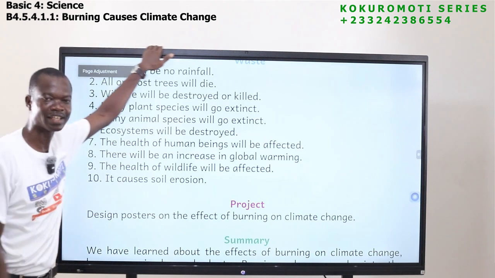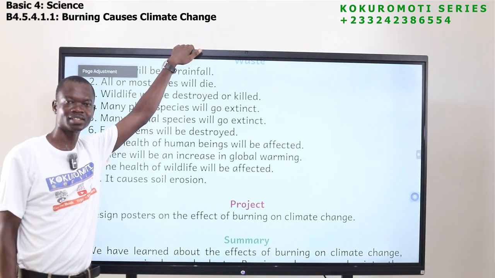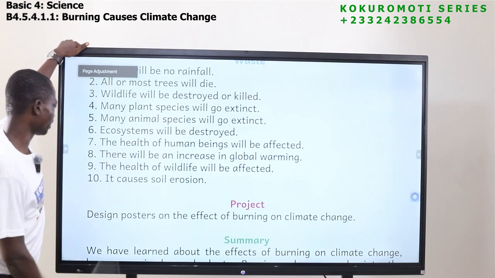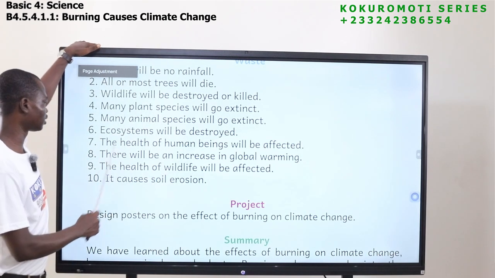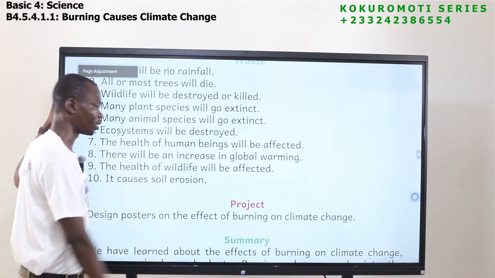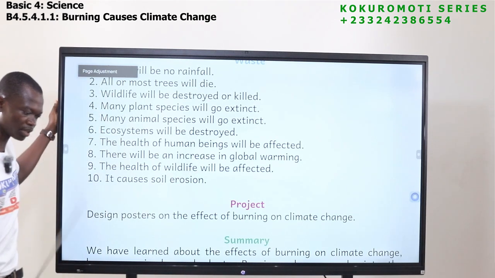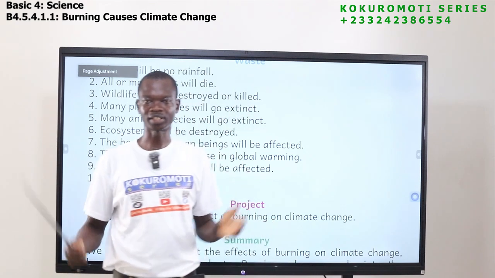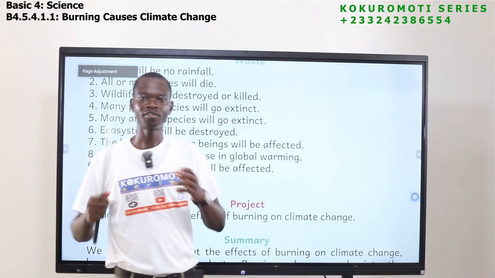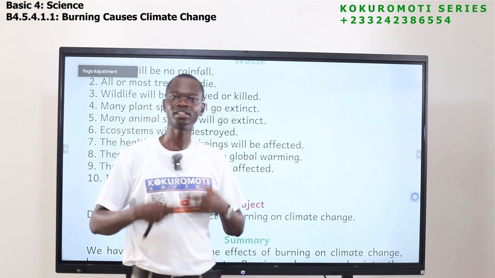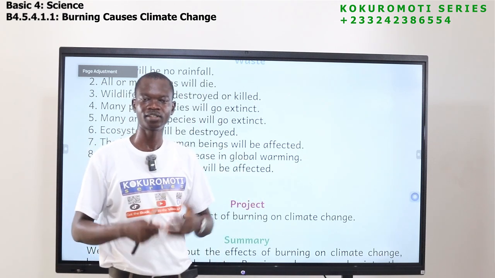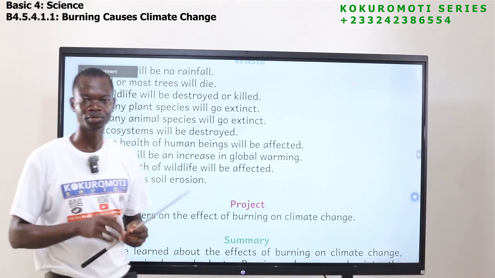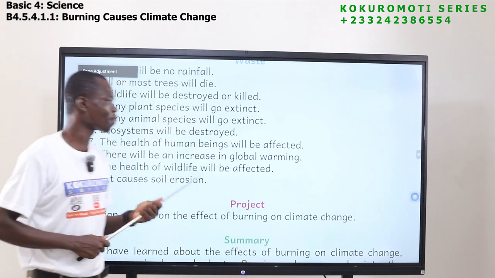So if always there is burning, always people burn things, human beings, our lives will be affected. Okay. 8, there will be an increase in global warming. So I explained to you global warming. We are talking about the temperature on earth. If the temperature on earth gradually increases, that is what we mean by global warming. Okay.